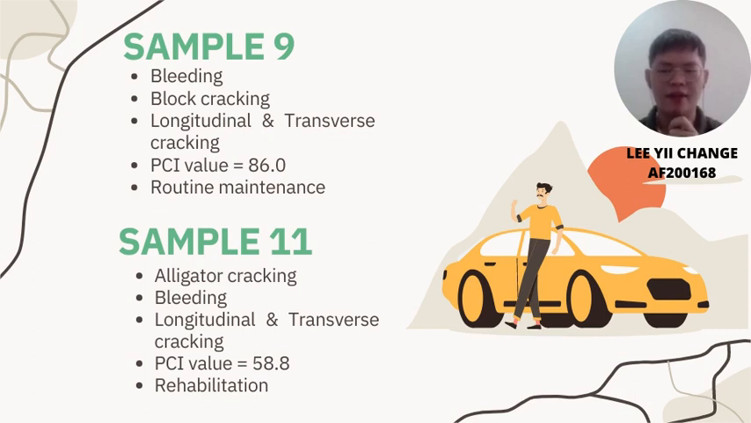For sample 9, only bleeding, block cracking, and longitudinal and transverse cracking can be found in the section. The PCI value is about 86.0 and it only requires routine maintenance. The distresses found in sample 11 are alligator cracking, bleeding, and longitudinal and transverse cracking. The PCI value is about 58.8 and it requires rehabilitation.